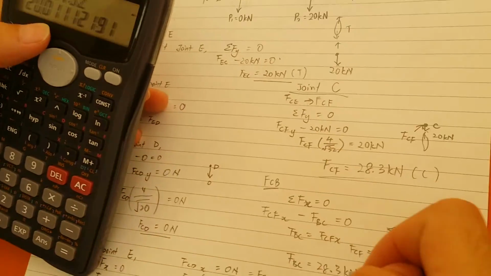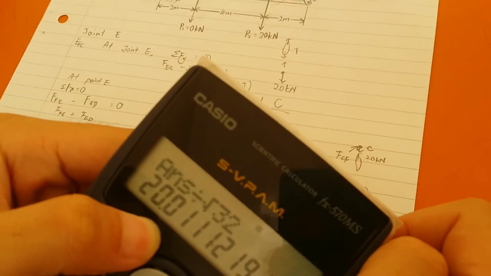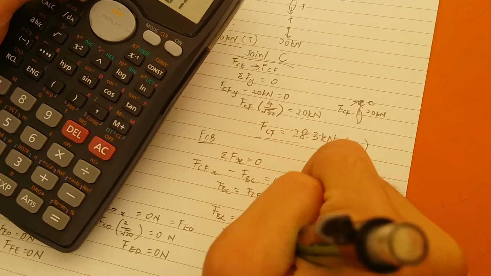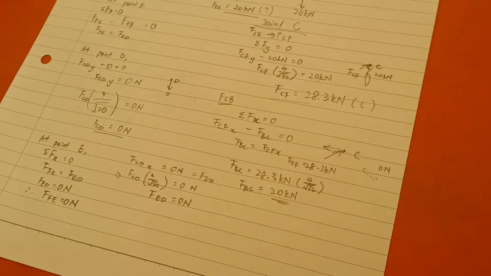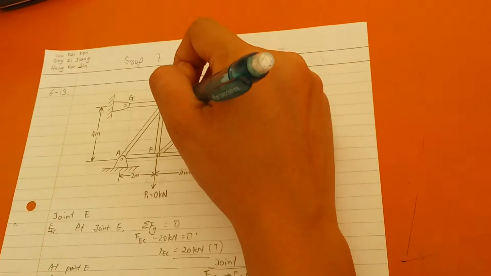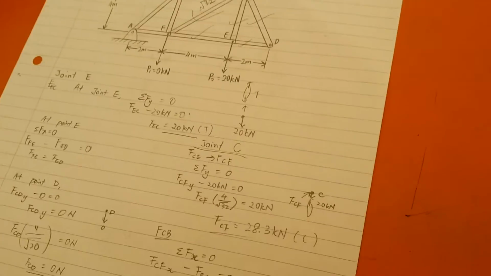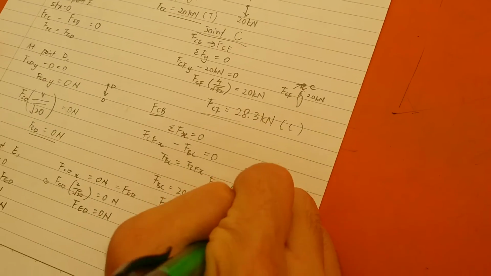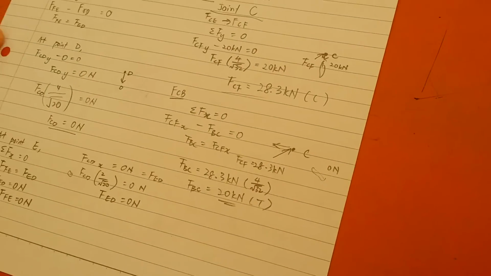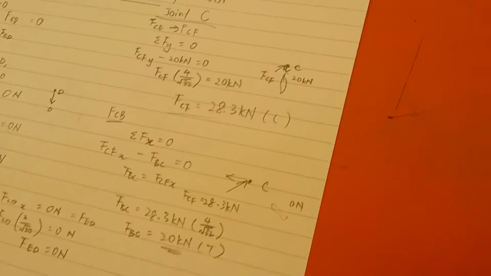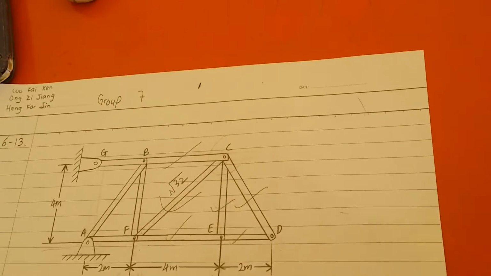Yeah, so we can know that FBC is equal to 20 kilonewton. I forgot that it is tension, because we get the positive answer. So it is tension, as we assumed already. Okay, so now maybe we can take point B.